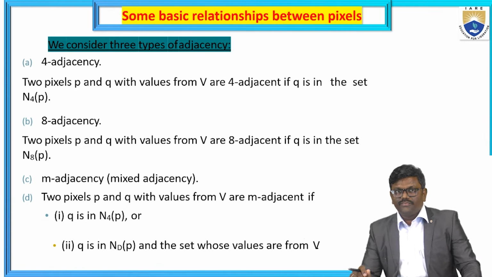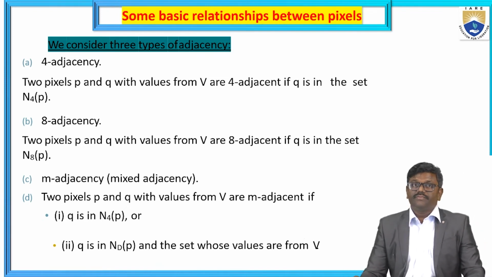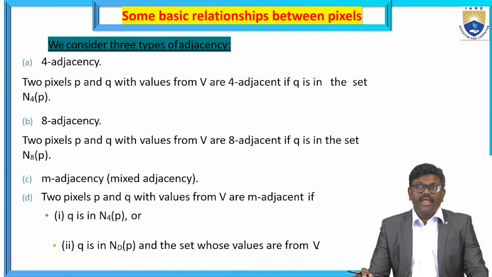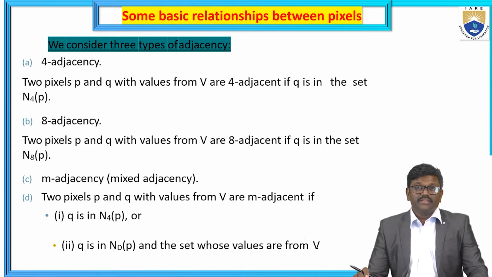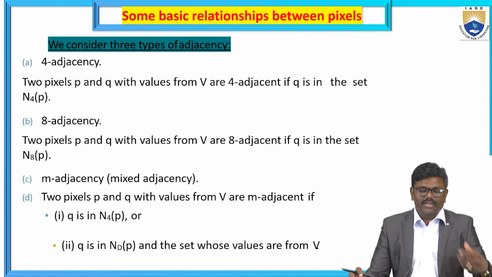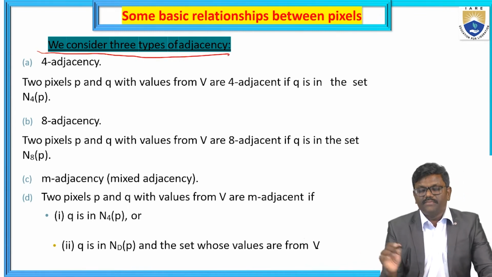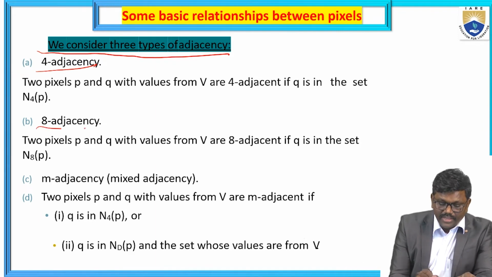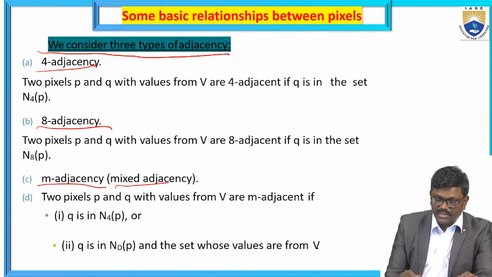So far we have gone through the neighbors of the pixels to understand the relationship between the pixels. But here, what we want to understand is that these neighbors of the pixels can also be considered in terms of adjacency. Let me consider 3 types of adjacency. Number 1 is 4 adjacency. Number 2, 8 adjacency. Number 3 is M adjacency, M for mixed adjacency.